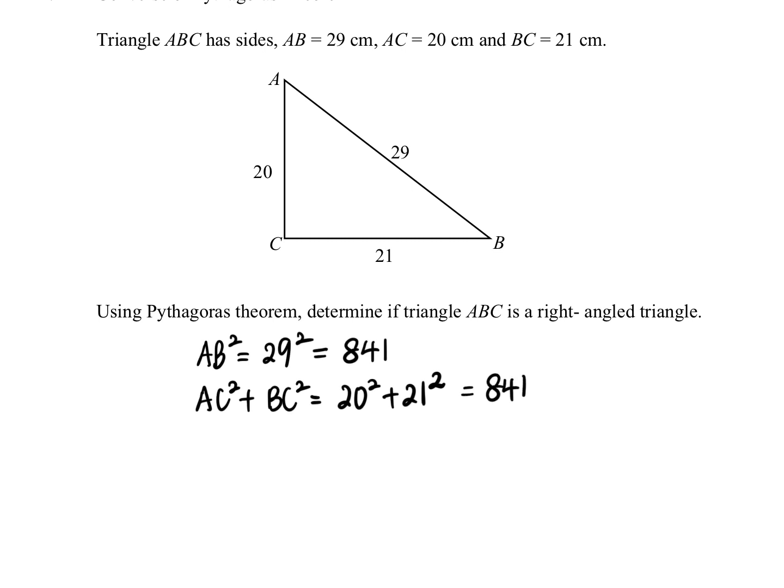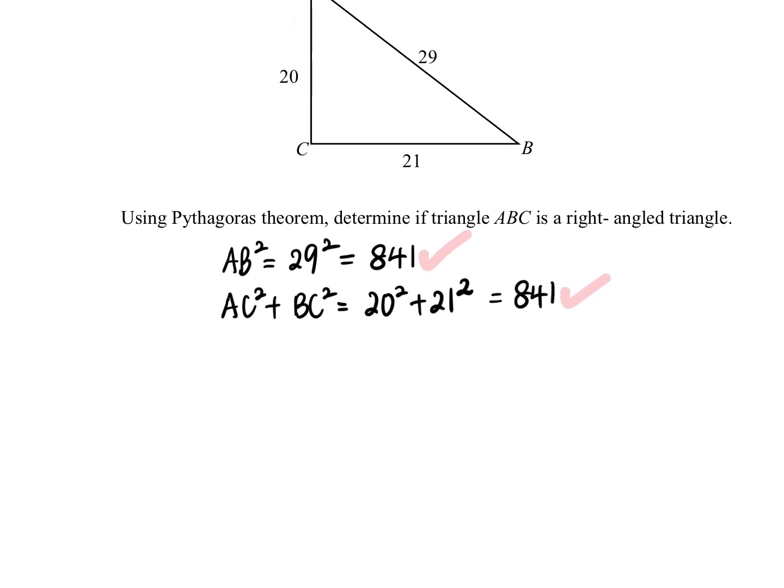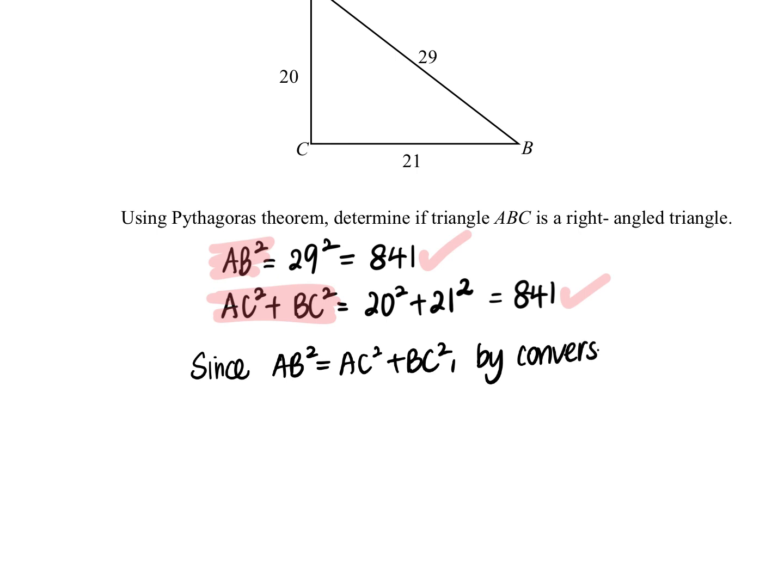So what do you notice about that? You notice that this number is 841. This is also 841. That means this is equal to this one over here. So what do we have? Since this one you need to memorize it a little bit. AB square is equals to AC square plus BC square by, what's the reason, do you remember? Converse. By converse of Pythagoras theorem.